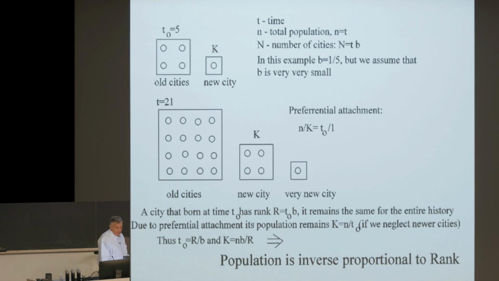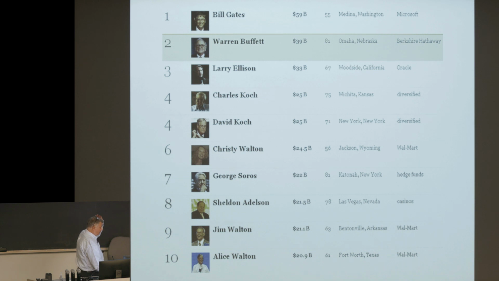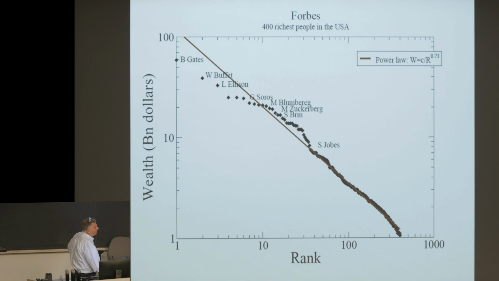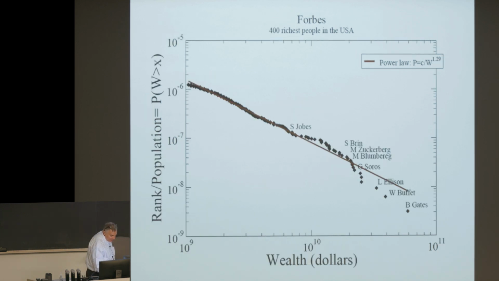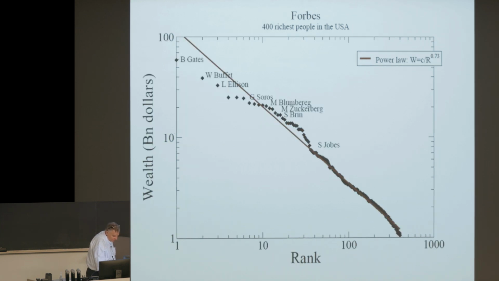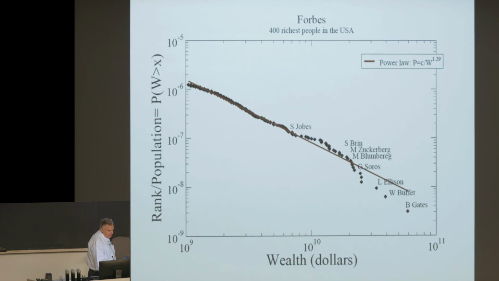And not only cities are distributed in this power law, but also, for example, people like billionaires. If you make the same Zipf plot of billionaires, you can see that it's also approximately a straight line on a double logarithmic scale. This is wealth versus rank, and here is rank versus wealth, which is a cumulative distribution.